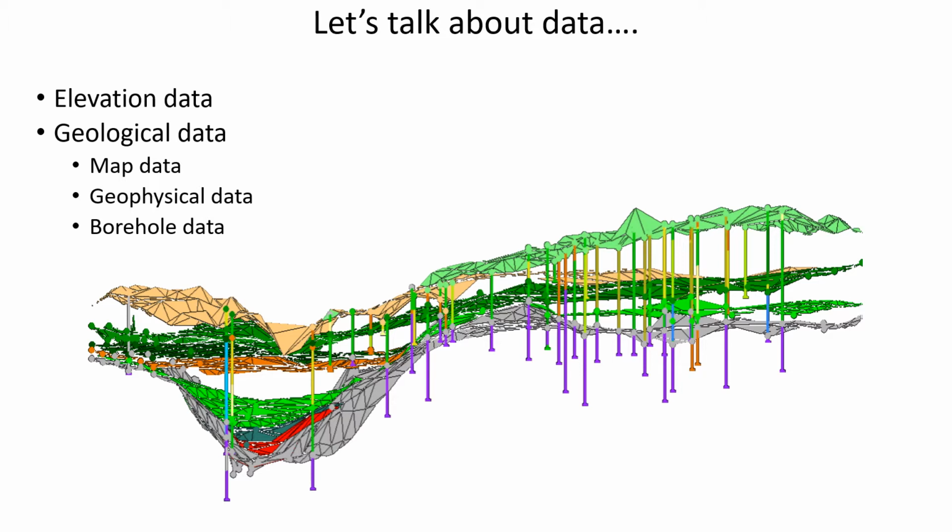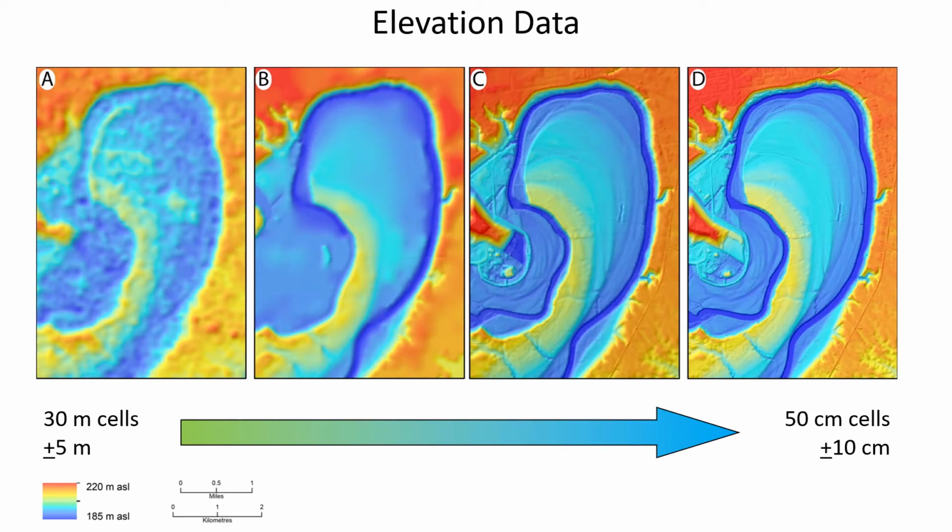So with that in the back of my mind, let's talk about data. Simply put, we need data to make a model. This applies to quaternary sediments, bedrock, or groundwater flow. Elevation data in the form of a digital terrain model is a critical data set for all subsurface work.